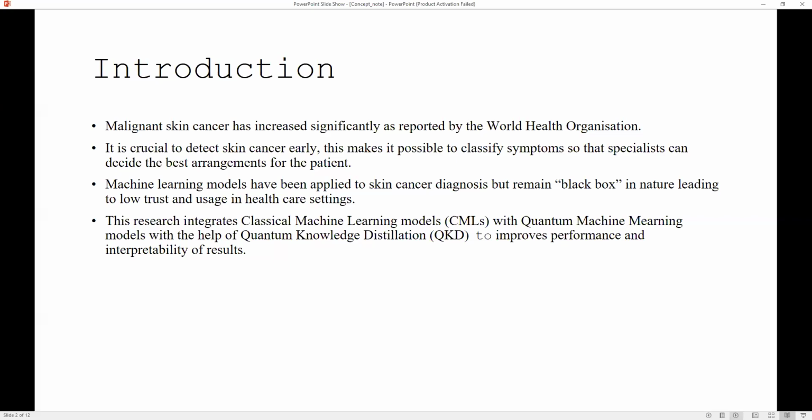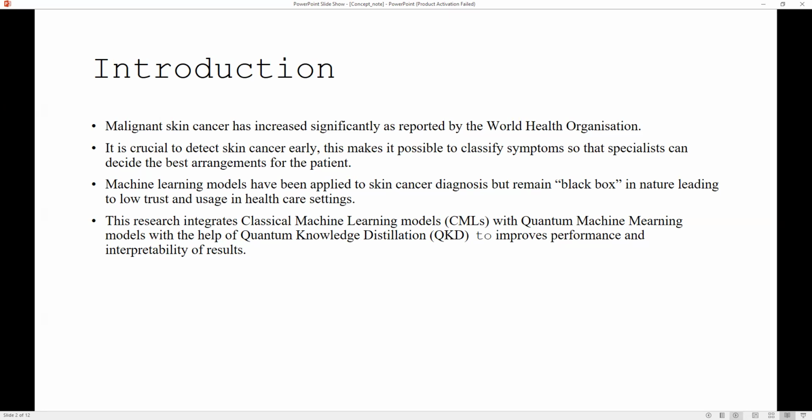So we came to find out that cancer has been increasing significantly as per reports from the World Health Organization, and it is crucial to detect this cancer early. This makes it possible to classify symptoms so that specialists can decide the best arrangement for the patient. We found that there are a few models that have been developed that enable diagnosis of skin cancer, but many of them don't provide explanations for how they get their results.